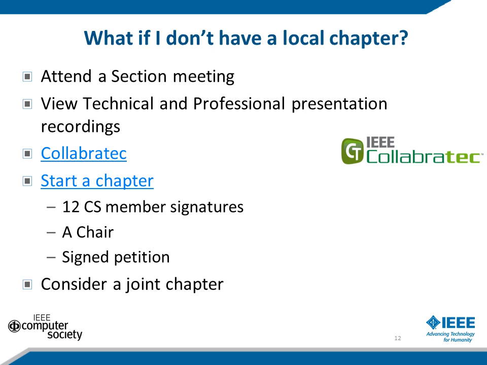So we've talked a lot about chapters, but now we need to talk about what if you don't have a local chapter. You still have several options, and the first thing I would recommend is that you attend your local section meeting. Sometimes meetings are webinars, so you might only have to dial in. You may not have to attend in person. But find out what chapters you do have in your section, if you have any. Perhaps one of them holds meetings that would be of interest to you.